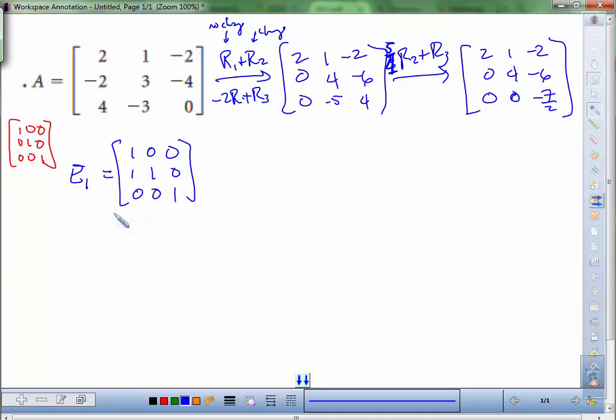Let's take our second elementary matrix. What was the second thing that we did? Negative 2 times R1 plus R3, right? So how's that going to look? R1 doesn't change, R2 doesn't change, and then I took negative 2 times the first row, added it to the third row.